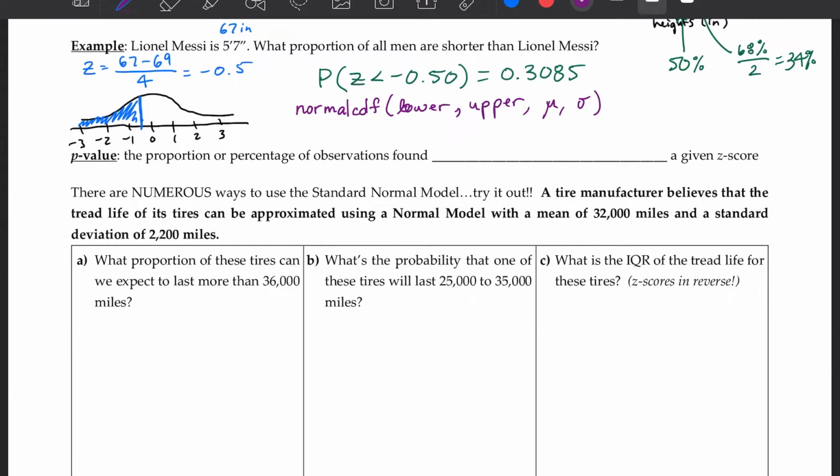This is really helpful, especially if you have an older calculator, because it'll just pop up with normal CDF and then blink at you to type in these things. So you just need to type in these parameters, separate them with commas, and then you're good to go.